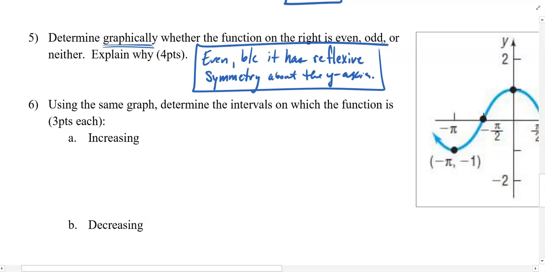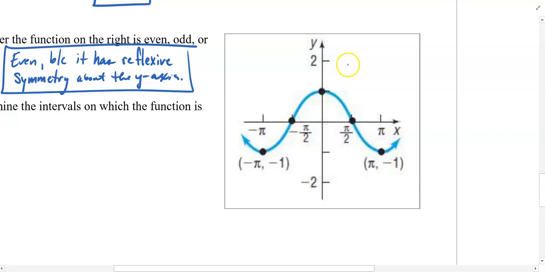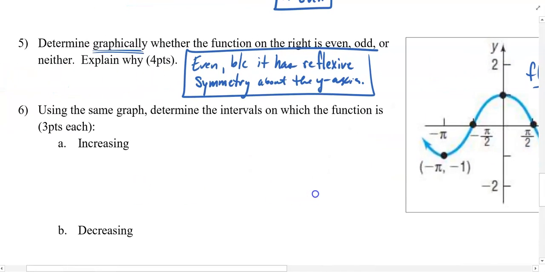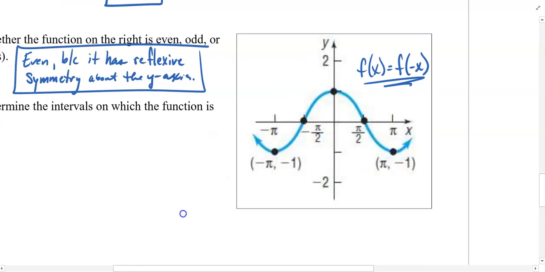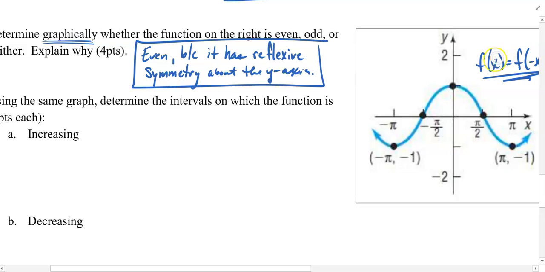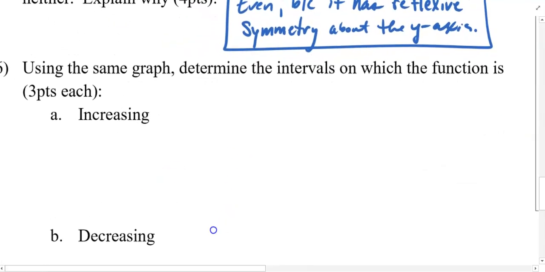Now, if you wanted to explain that for all x values, f of x is equal to f evaluated at -x, if you wanted to make that claim, that would be perfectly fine too, because that's again a definition of even functions, but more of an algebraic approach for that description, whereas this problem was asking us to do so graphically.